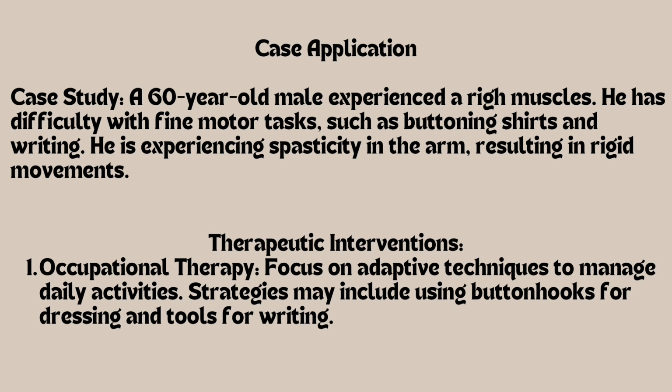Some of the therapeutic interventions, like occupational therapy, would be adaptive techniques and adaptive tools such as dressing aids, for example, like button hooks or a shoehorn or anything like that. And then also implementing weighted items such as weighted utensils and objects to help improve grip and control during eating. For fine motor skills, just repetitive practice and task-specific activities.